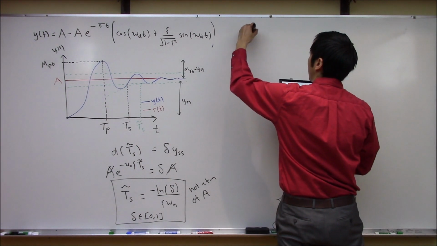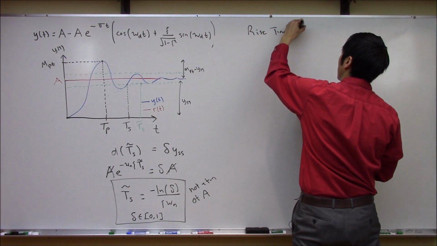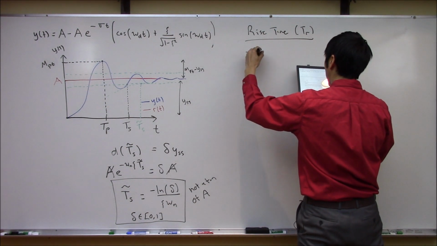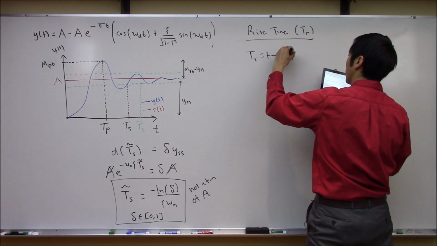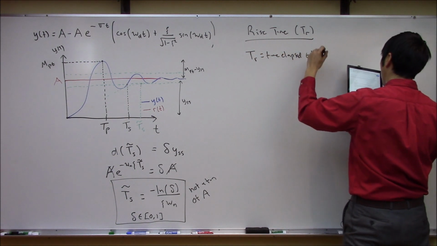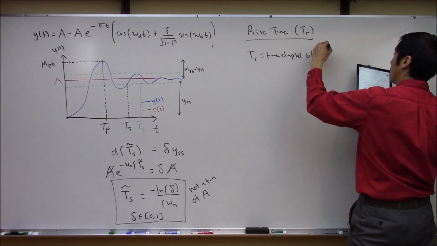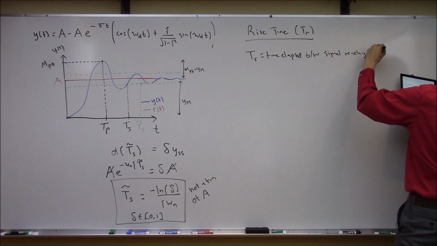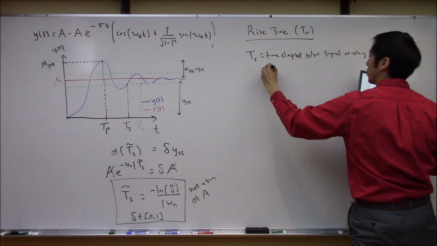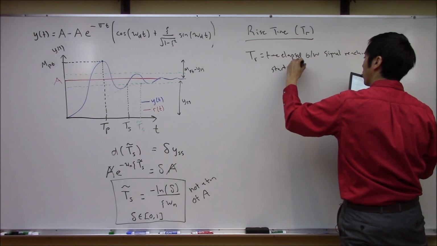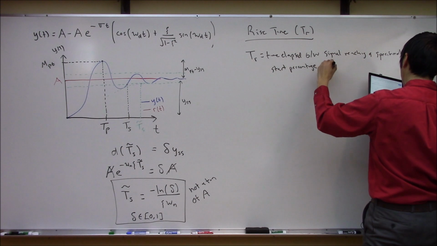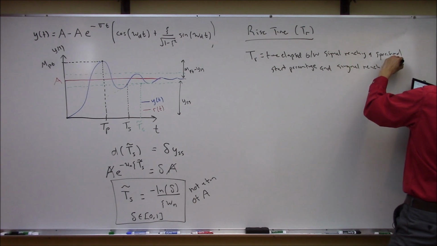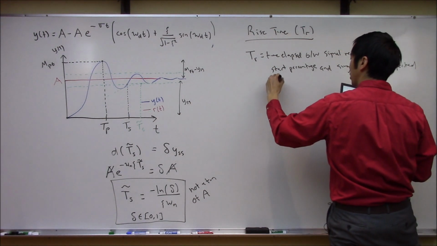Okay, so let's look at the rise time, or TR. The rise time is defined as the time elapsed between the signal reaching a specified start percentage and the signal reaching a specified end percentage.